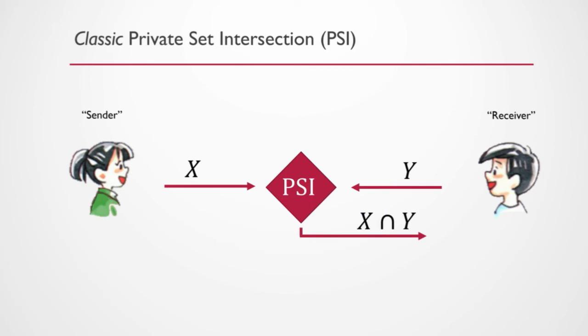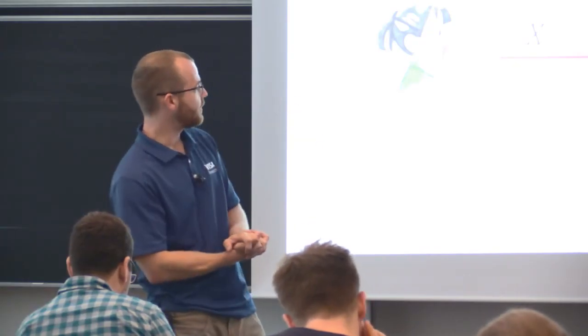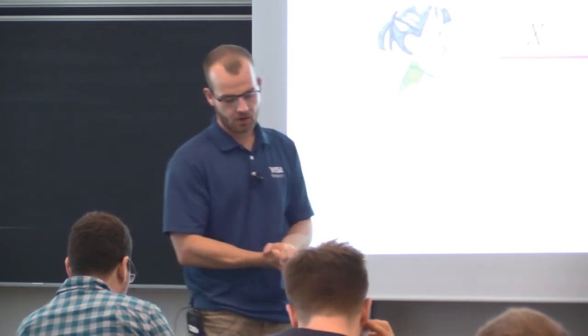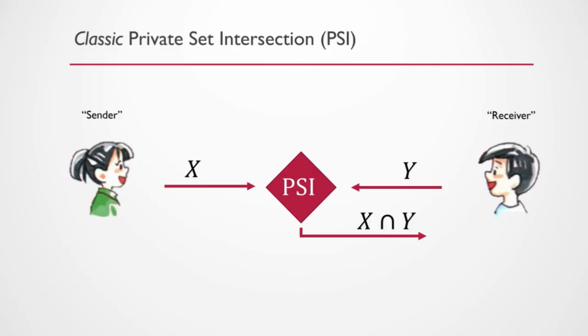It's sort of shown here. I use this diamond box in the middle to represent a functionality, or a trusted third party, you could think of it. And so Alice, or I'll call her the sender, inputs her set, and the receiver does the same, and only the receiver should learn the intersection of these sets.